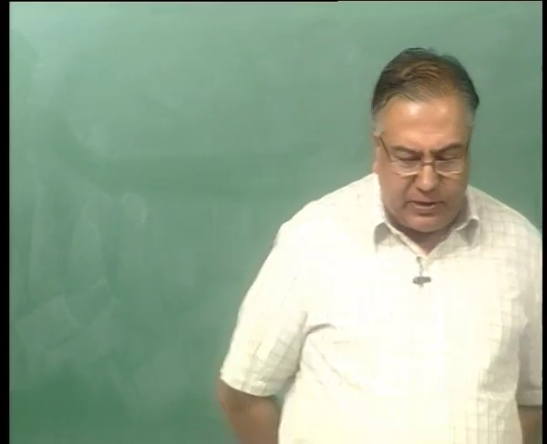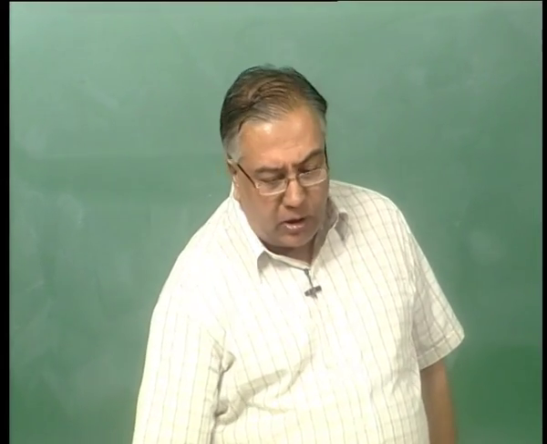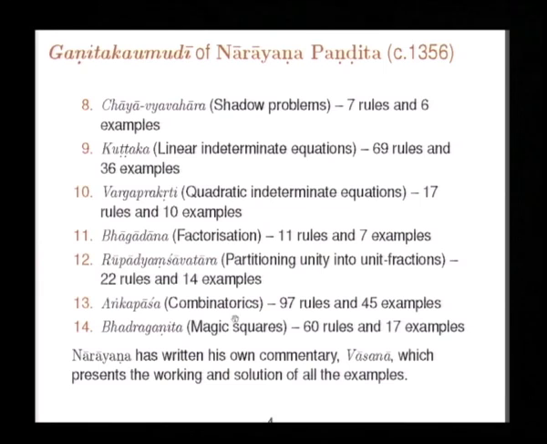They are very interesting results. Most of them go back to Ganita Sar Sangraha actually. Anka Pasha, combinatorics, then Bhadra Ganita, magic squares. So, combinatorics is the next major chapter after Kshetra Ganita, 97 rules. Bhadra Ganita has 60 rules. Narayana Pandita has written his own commentary, Vasana, like Bhaskara did, but it only deals with solutions of the examples.